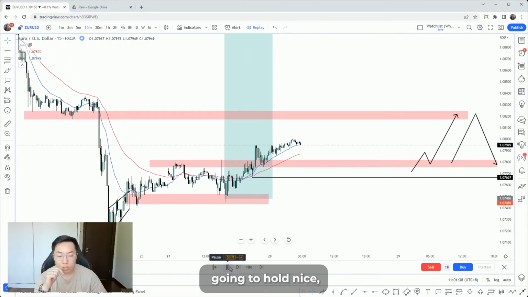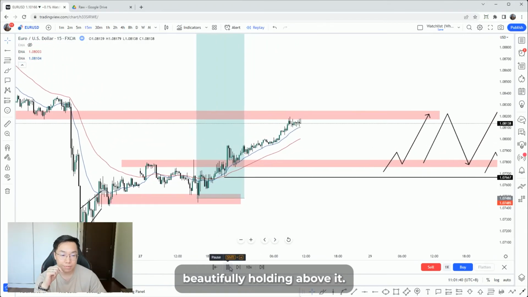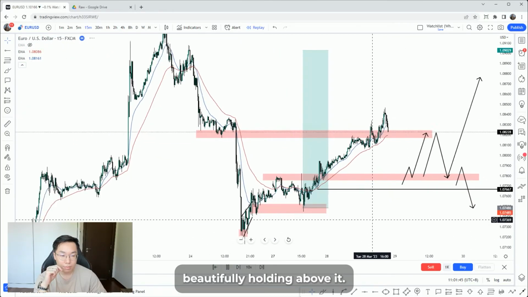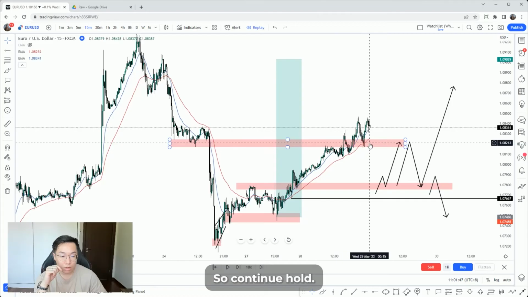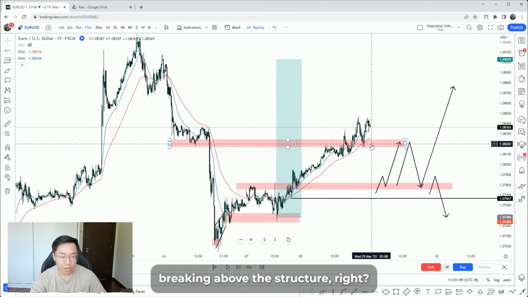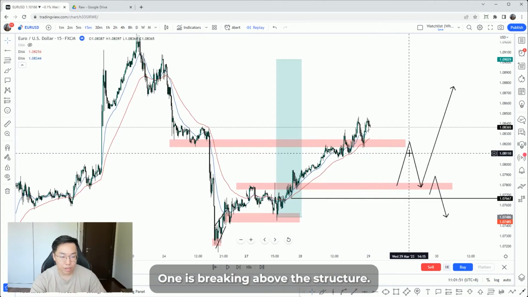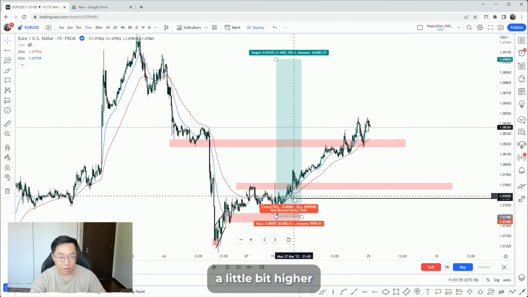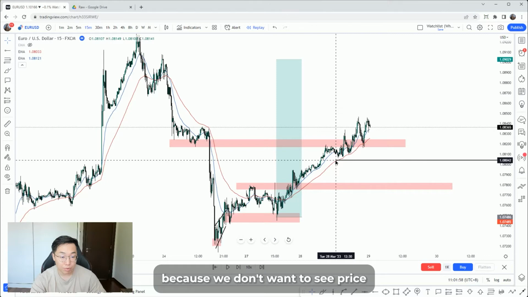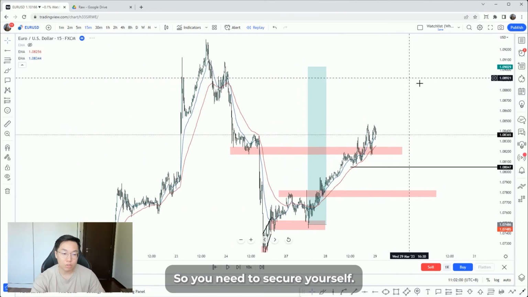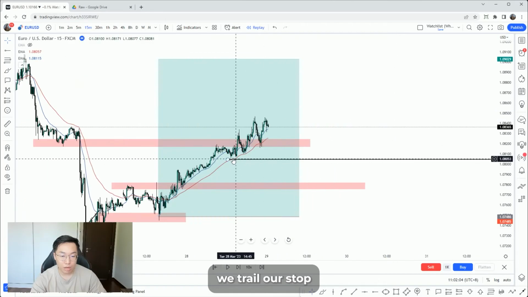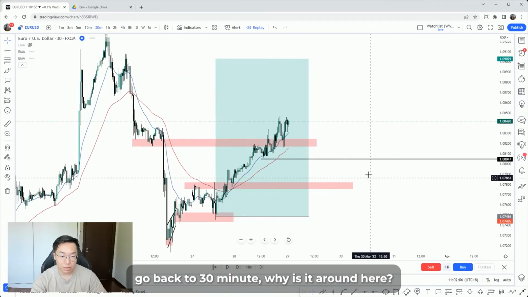Let's see if it's going to hold. Nice, beautifully holding above it. All right, so continue to hold. One of the scenarios is breaking above the structure. What are we going to do? We're going to trail our stops a little bit higher, because we don't want to see price come all the way back. You need to secure yourself. In that way, we trail our stops around there, go back to 30-minute.